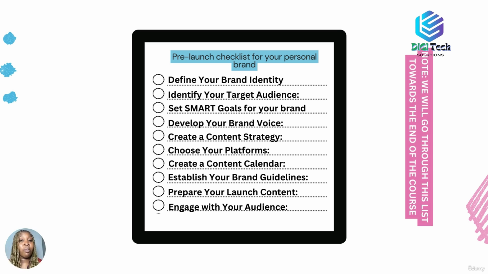First, define your brand identity. Secondly, identify your target audience. Third point, set SMART goals for your brand. The fourth point, develop your brand voice. The fifth point, create a content strategy. Sixth point, choose your platforms. Seventh point, create a content calendar. Eighth point, establish your brand guidelines. Ninth point, prepare your launch content. And final point, engage with your audience.